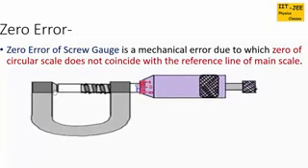Ideally, when these two ends are perfectly in contact with each other, then this reference line should perfectly coincide with this zero of the circular scale. You can see the zero of the circular scale is above the reference line. It's not coinciding. So this is called a mechanical error, and this mechanical error is called zero error of the screw gauge. Here are three cases of zero error.